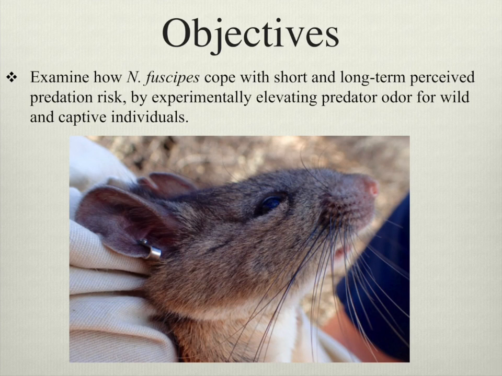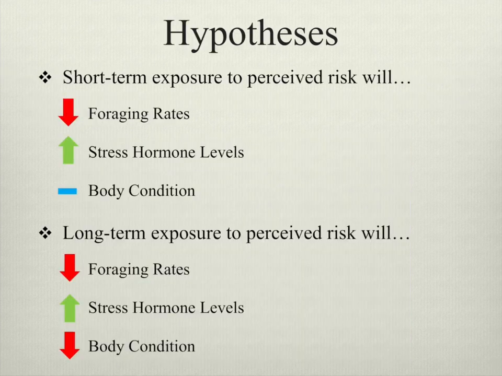And I do this by experimentally elevating predator odor in the form of bobcat urine for both wild and captive individuals. I predict that during the course of my experiment, short-term exposure to perceived risk will cause declines in foraging rates. We'll see a temporary increase in stress hormone levels due to fear, and that there will be no impacts on body condition because it is a short-term stressor.